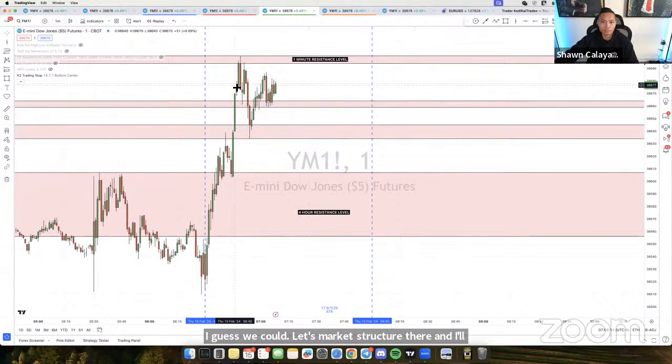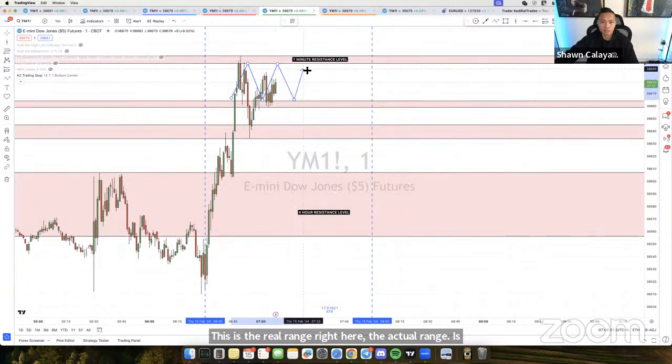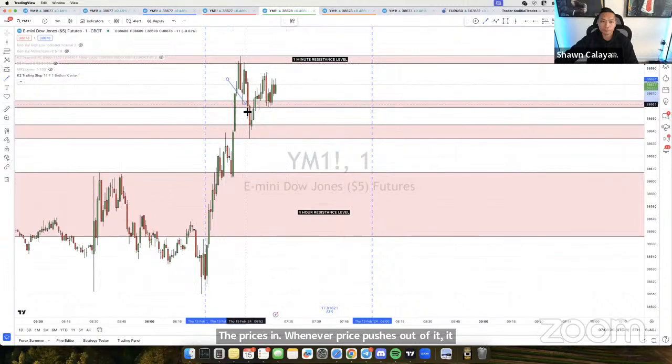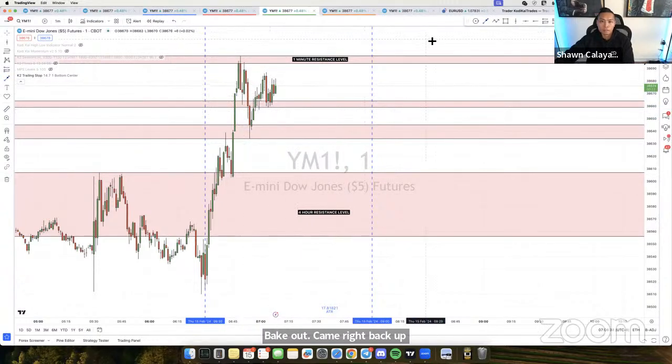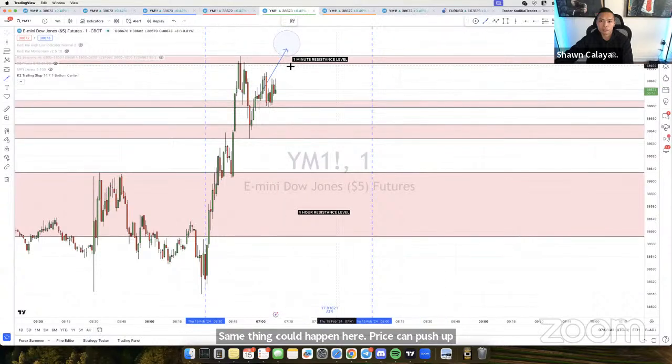You guys can see the range here. So price pretty much pushed up, came back down, faked out right here, came back into the range, right? This is the real range right here. The actual range is within this area. This is the range that price is in. Whenever price pushes out of it, it just fakes out. Price pushed down right here. Fake out. Came right back up. Same thing could happen here. Price can push up, spike through, fake out, and then come right back down into the range.